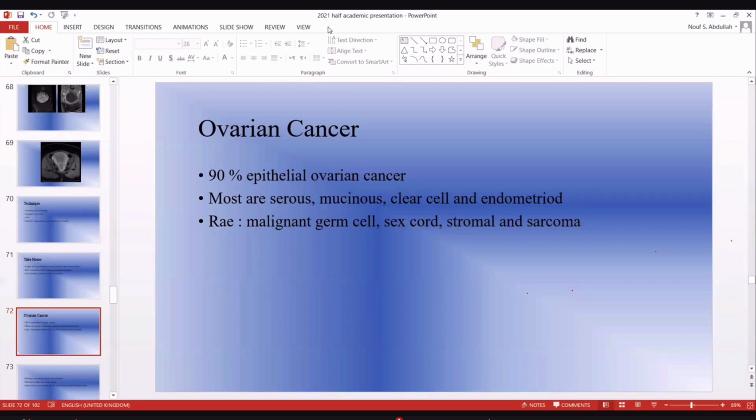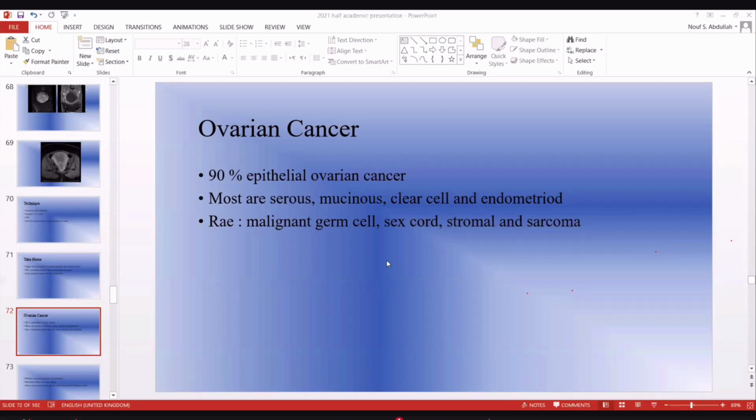We can have a quick look at ovarian cancer. So ovarian cancers are usually 90% epithelial type, most commonly serous versus mucinous. Clear cell and endometrioid types are less common.